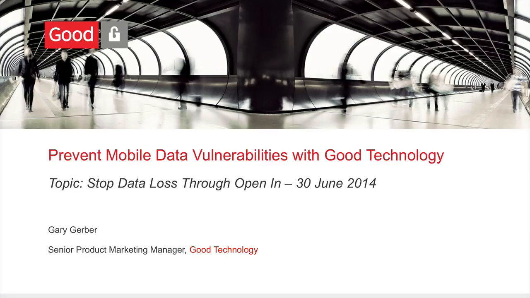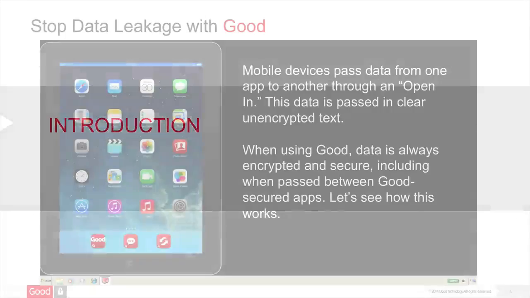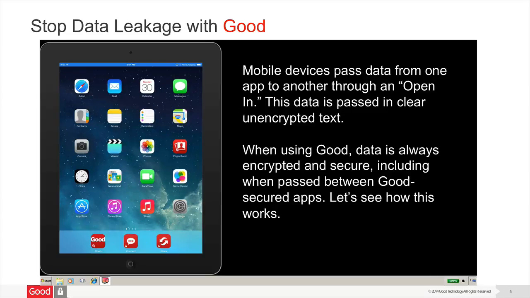Today's topic, Stopping Data Loss through Open-In. Mobile devices pass data from one app to another through an open-in function. This data is passed in clear, unencrypted text. When using Good, data is always encrypted and secure, including when passed between Good secured apps. Let's see how this works.